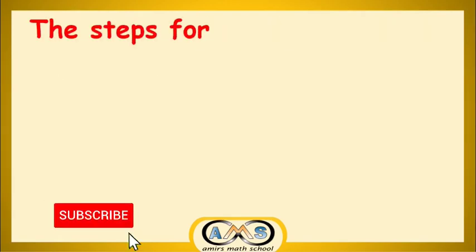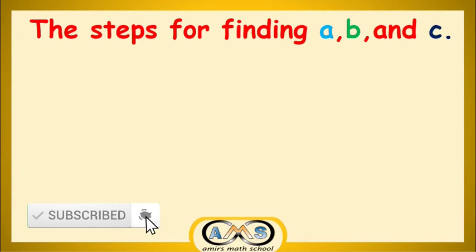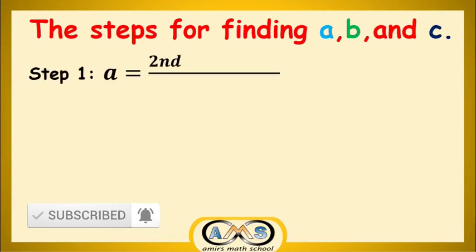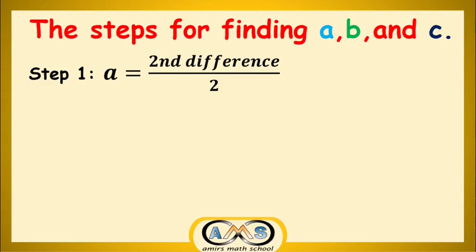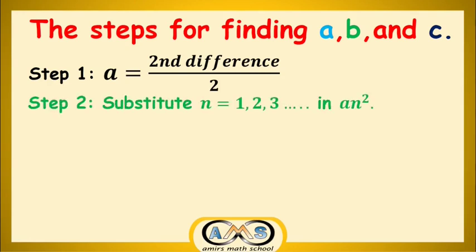The steps for finding the value of a, b and c. Step 1: a equals the second difference divided by 2. With this formula we easily get the value of a. That is, from the sequence we get the second difference, and the second difference divided by 2 gives the value for a.